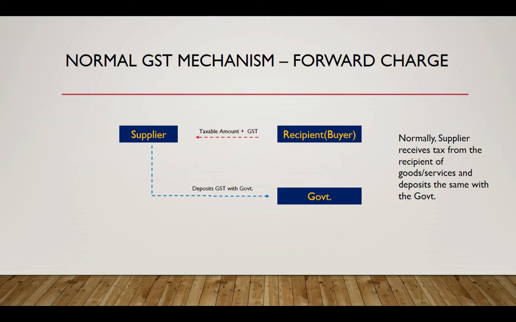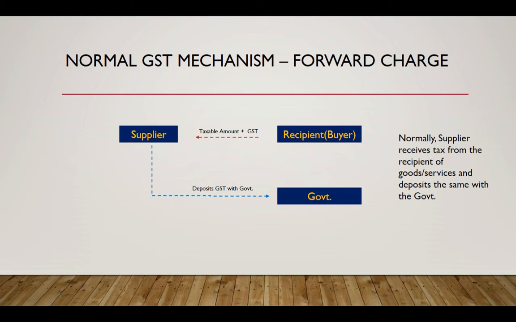Usually, when a buyer buys goods, he makes the payment to the supplier, and the payment consists of two components. One is the taxable amount and another is the GST component. And the supplier deposits the GST with the government. This process is referred to as forward charge mechanism. So you can read over here. Normally, the supplier receives tax from the recipient of goods or services and deposits the same GST to the government.